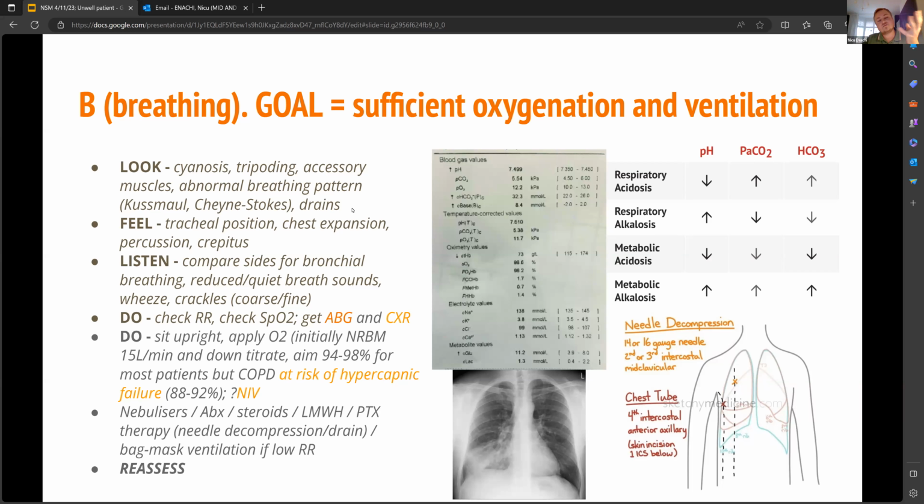So again, from things that we can look at and listen to when we have the patient in front of us: are their lips blue? Are they tripoding, sitting up, trying to get as much oxygen into the lungs as they can? Do they use accessory muscles, similarly the abdomen, the intercostal muscles? Is there an abnormal breathing pattern, like Kussmaul that we see in DKA with severe acidosis, or Cheyne-Stokes when they're unresponsive, comatose? Do you see any chest drains inserted? That may be the case as well.